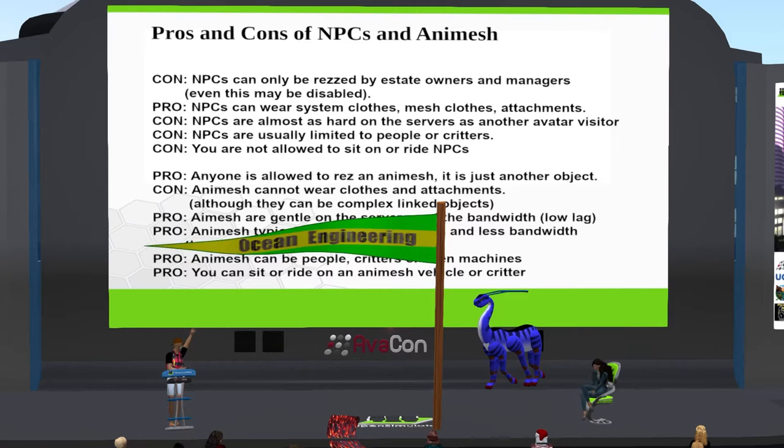The NPCs are kind of hard on the server. They're almost as hard on the server as having another person show up at your venue. Whereas an Animesh is just another mesh prim.